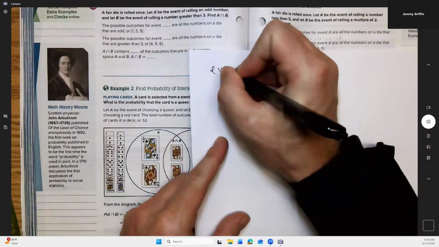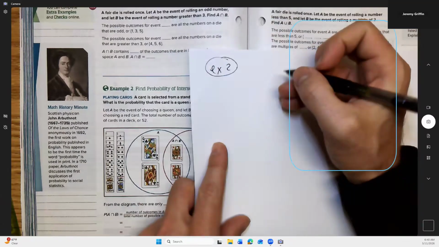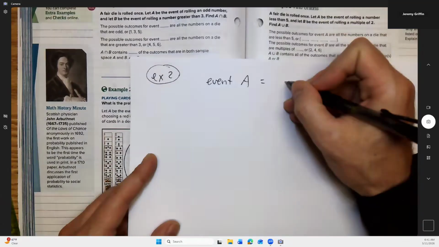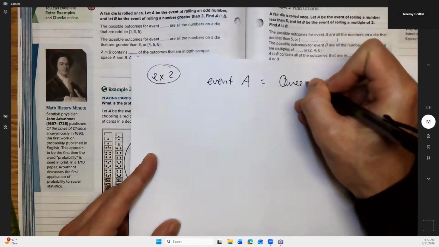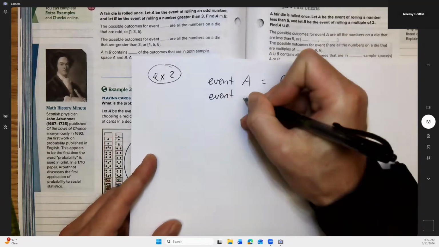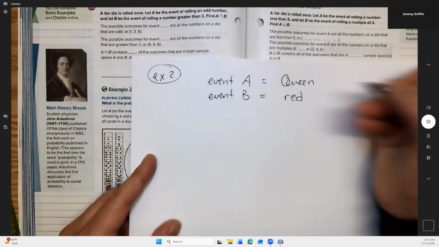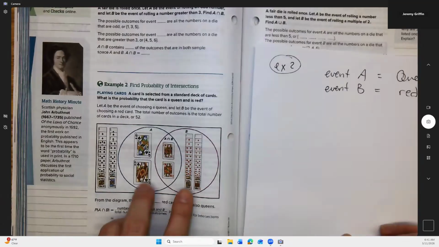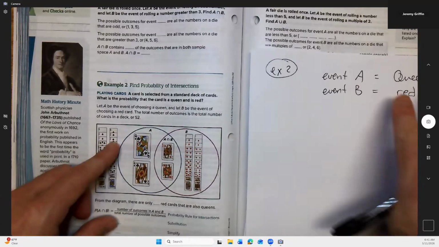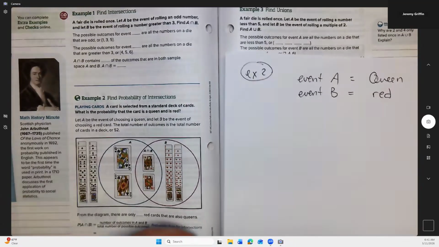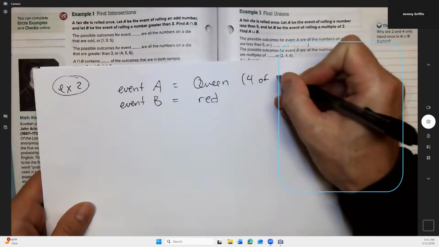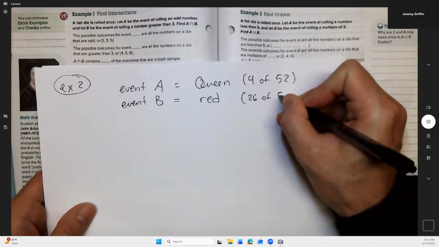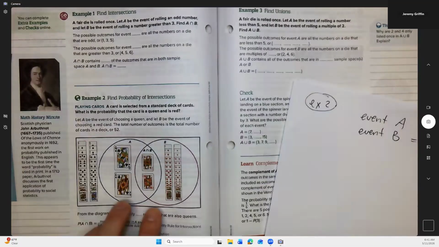What's the probability that the card is a queen and red? So let's call event A that we draw a queen, and event B that the card is red. Now look at their Venn diagram here. There are only 4 queens, so there are 4 cards you can draw out of 52. But red cards, half the cards are red. That's 26 out of 52. And you can see it right here in this Venn diagram.